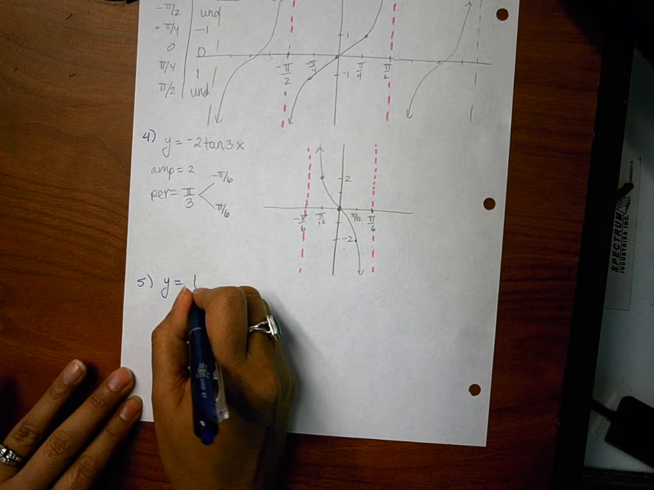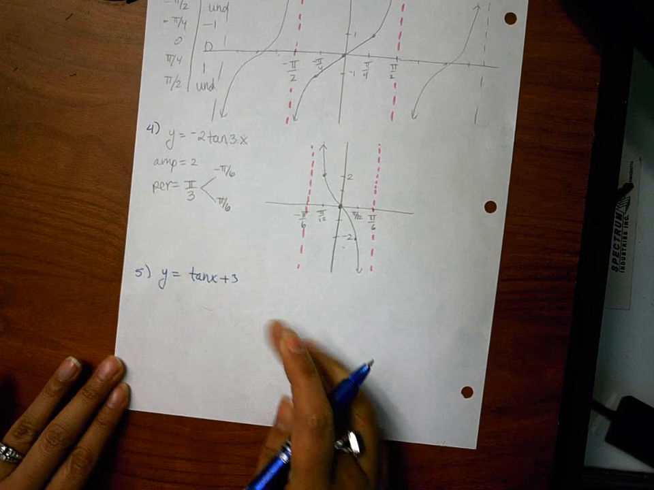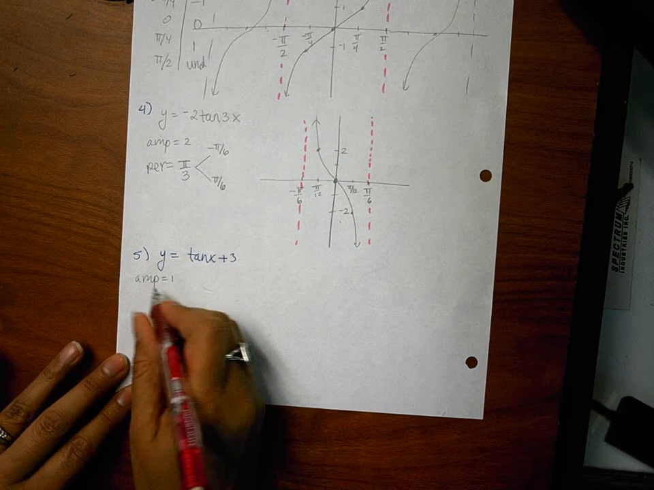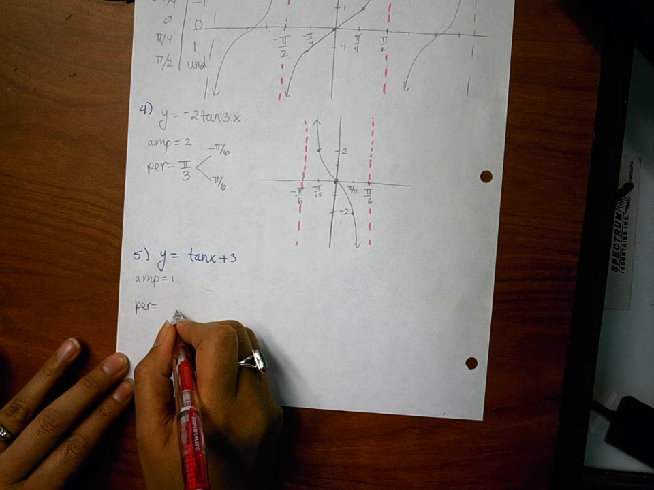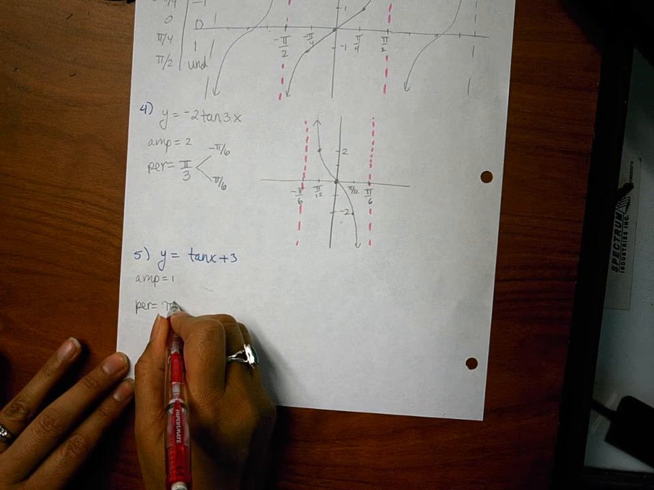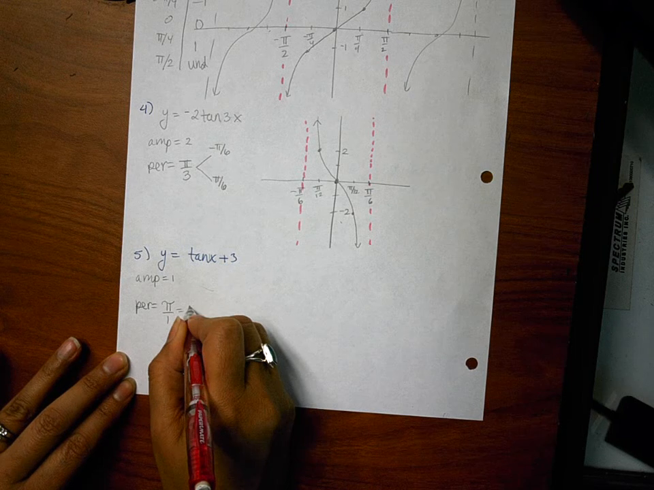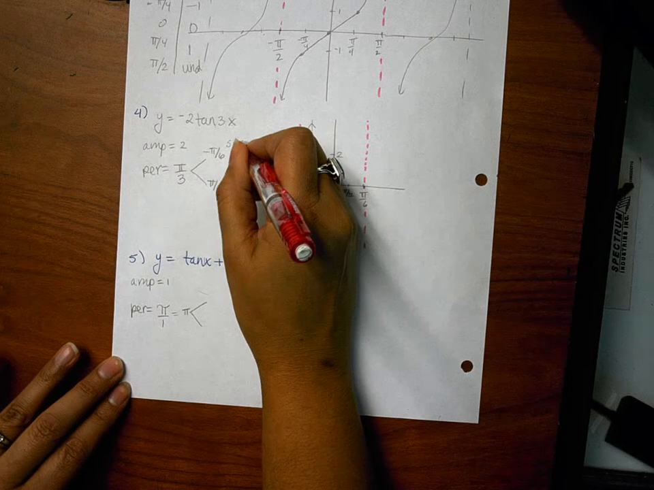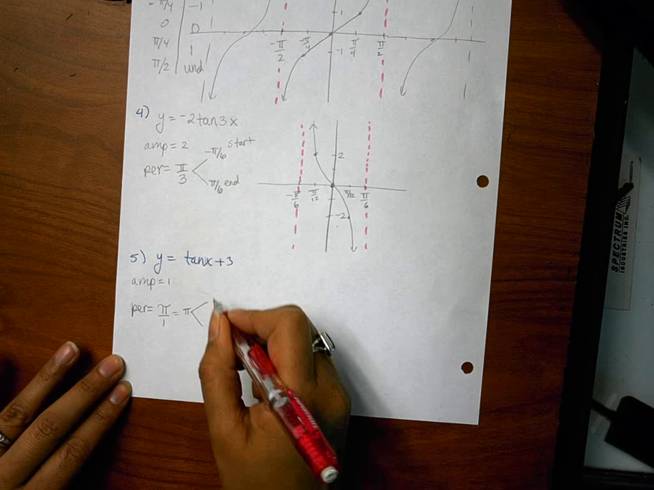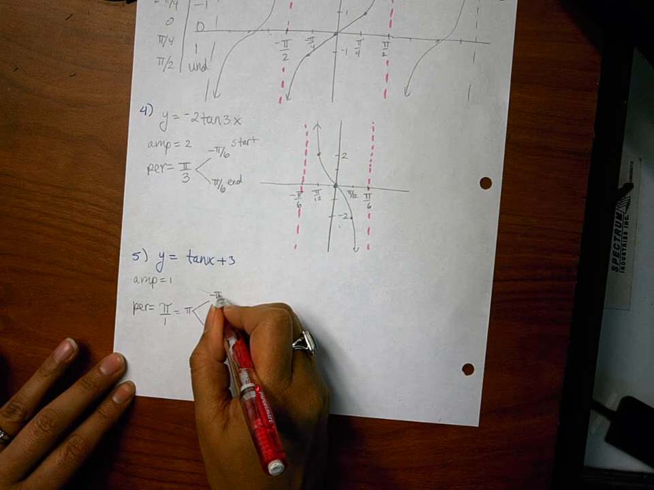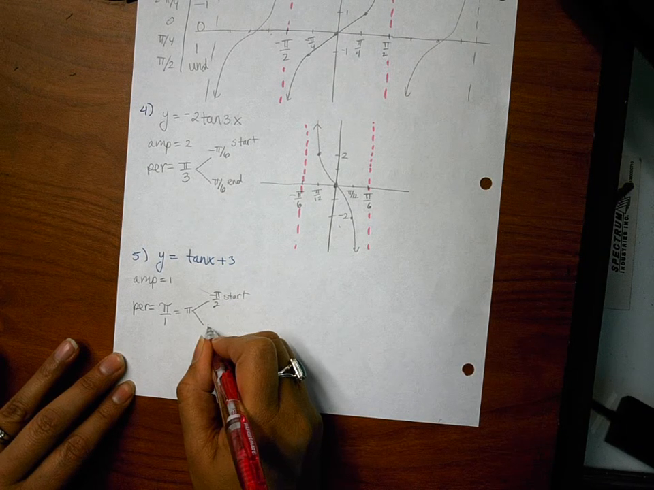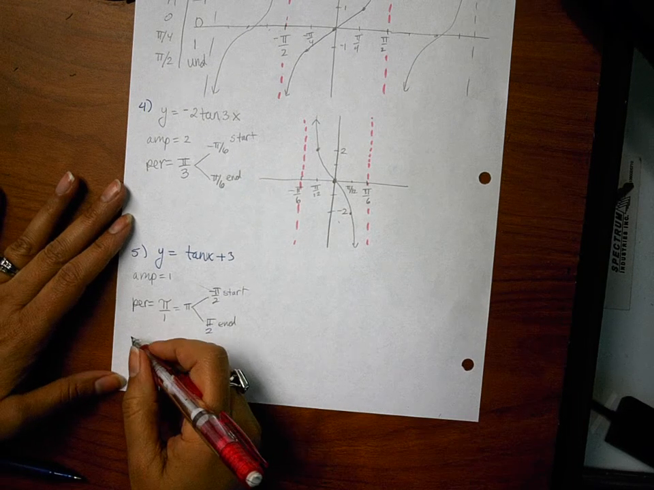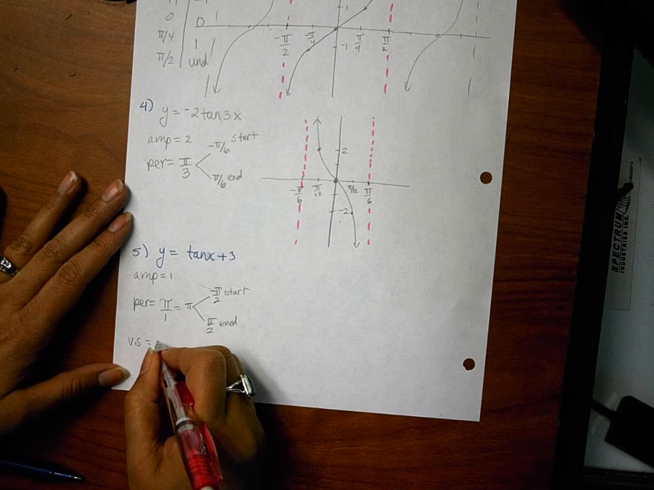Y equals tan of x plus 3. Amp is 1. Fake amp. Period is not 2 pi over 1, but pi over 1. 1 is right there. So you have pi, and then you cut it in half to find your start and your end. This is your start. This is your end. Pi cut in half is pi over 2. So negative pi over 2 for your start and positive pi over 2 for your end. And we have a vertical shift of positive 3.